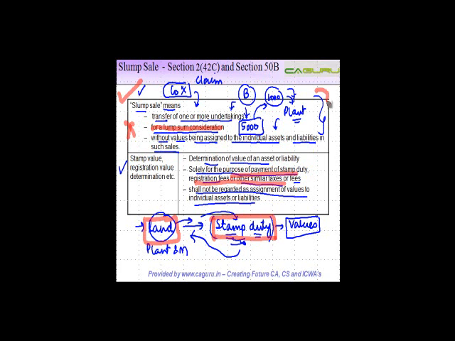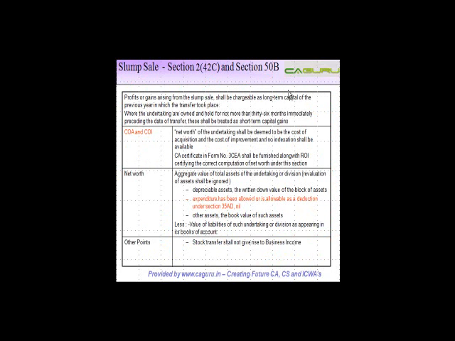Now let's say, once you have determined that this is a slump sale, the next question is, how do you calculate capital gains? The determination of capital gain is given in section 50B, which we will now see. According to section 50B, profits or gains arising from slump sale shall be chargeable as long-term capital gain of the previous year in which the transfer took place. So let's say you have an undertaking which you sold. To calculate capital gain, you have to know the sale consideration, which you can get from the agreement. So let's say the sale consideration is 5,000.